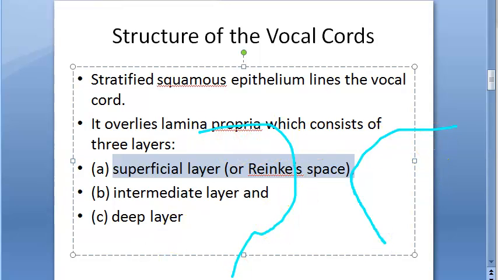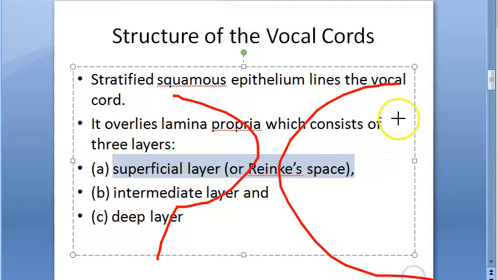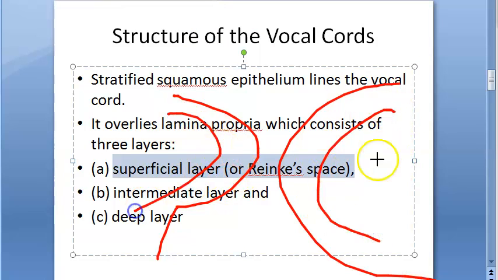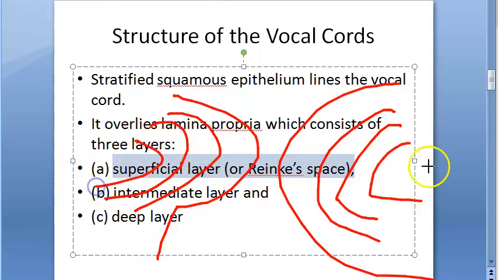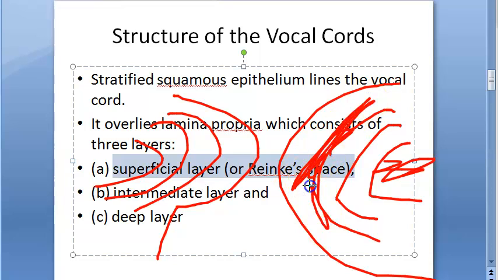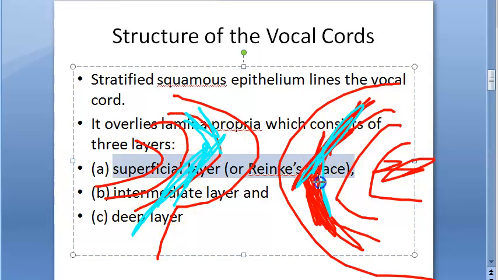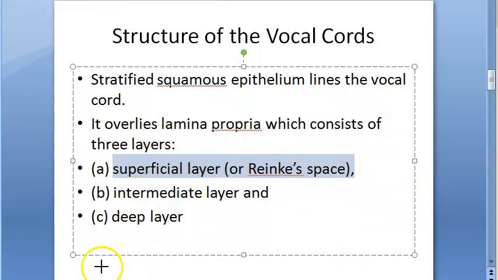So what all do you have, guys, let's draw again and see. Epithelium. Under that you have superficial lamina propria, under that intermediate lamina propria, and then deep lamina propria, after that some muscle, right? So the superficial layer of the lamina propria, they are calling it Reinke's space, where there will be edema, which will lead to Reinke's edema, okay. So we'll practice these diagrams. If you draw them, you will get some good marks, okay.